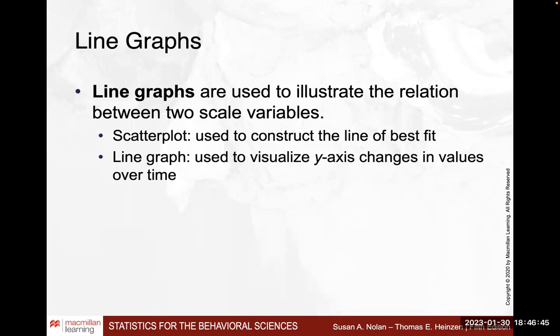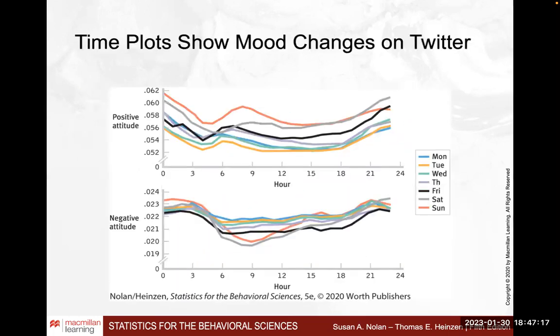The only time you use a line graph, the only time, is when you have a y value, a dependent variable, that you're depicting as a function of time, when your x-axis, your independent variable, is actually time. Then you're supposed to connect the points at each different occurrence on the x-axis. So the example that Norna tries to show is time plots that show the mood changes on Twitter.